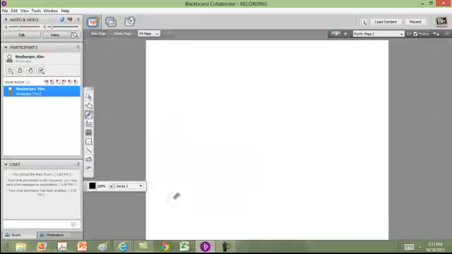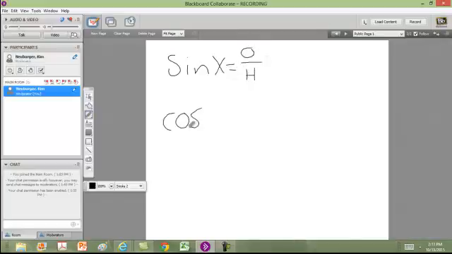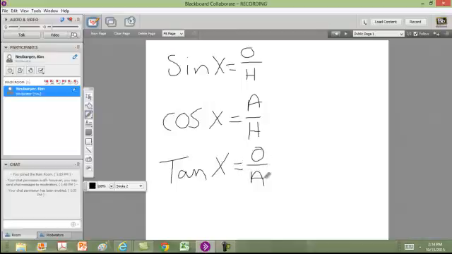Right now we have sine of x is opposite over hypotenuse. We have cosine of x is adjacent over hypotenuse. And we have tangent of x is opposite over adjacent. If we flip all those over, we can also make fractions that are h over o, h over a, and a over o. Now, what are those called? The one that's h over o is called cosecant. For shorthand, we do CSC.